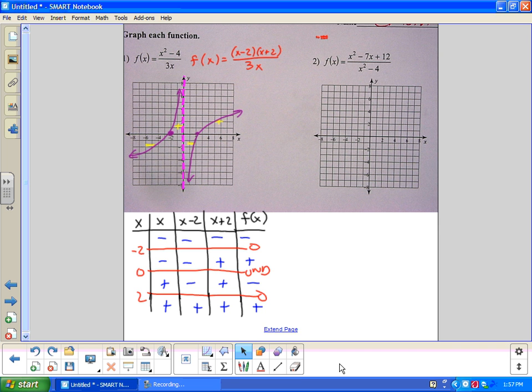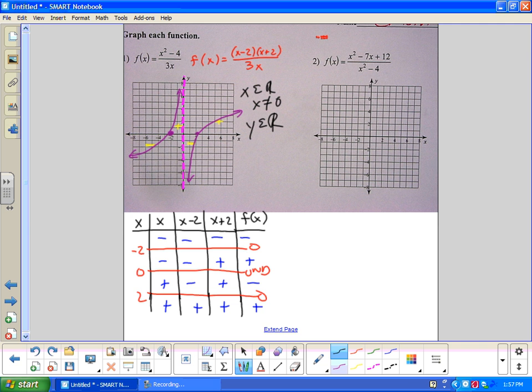No holes, all right? The domain, if we want to put the domain up here, domain is all reals. X can't equal 0. The range of this thing, it's all reals. You're right, negative, positive is the range. So there's no holes, it has everything. So the range of this is all real. No y-intercept. We know the x-intercepts are 2 and negative 2.